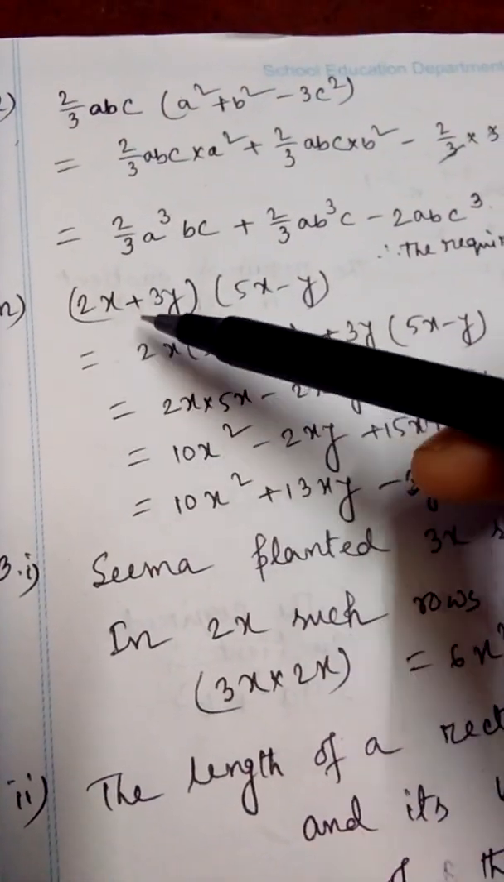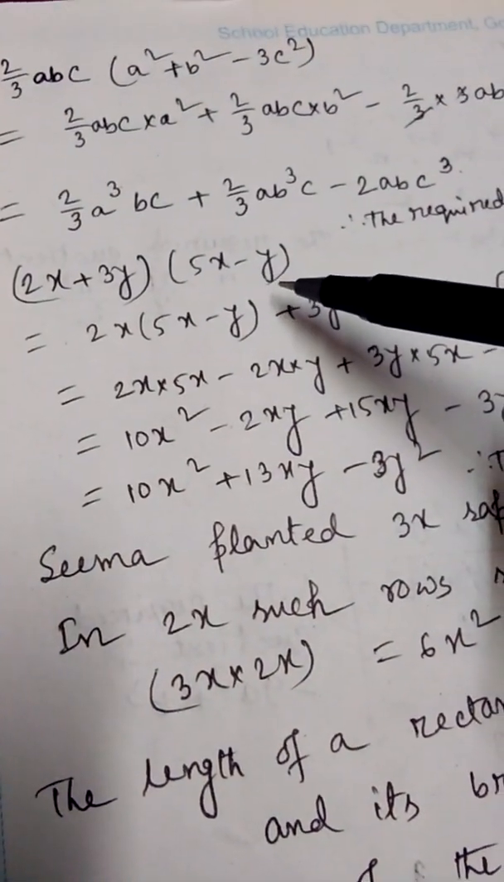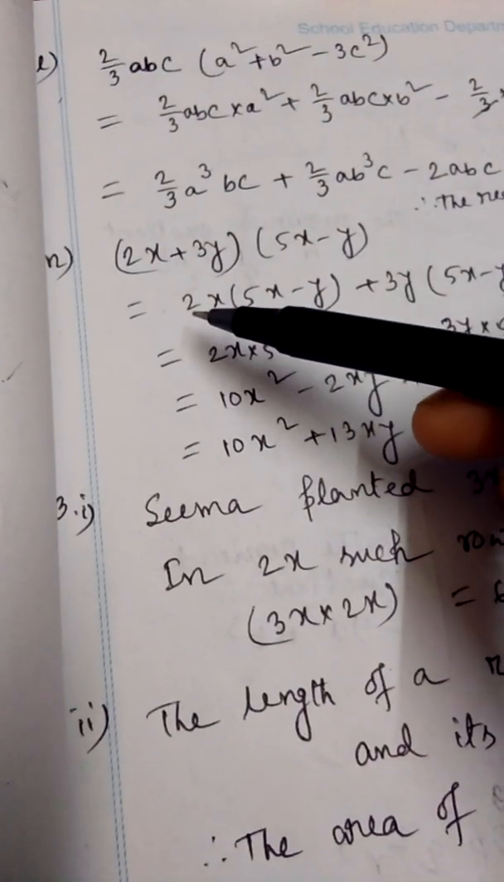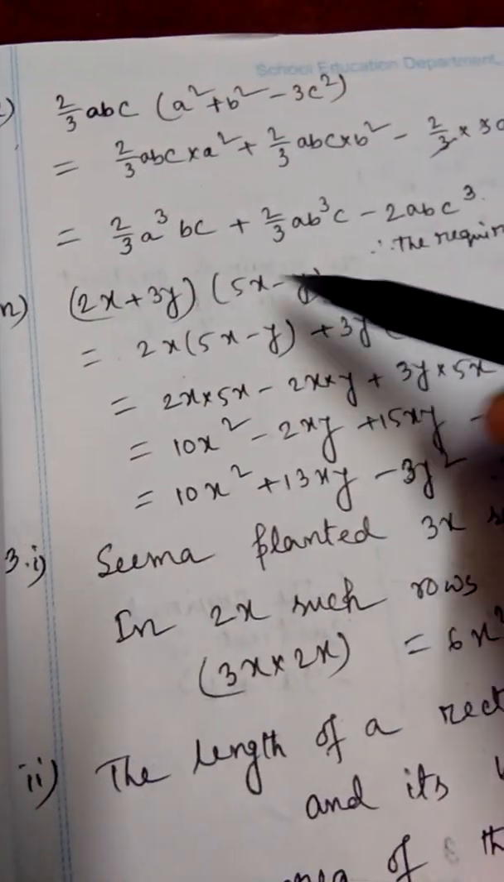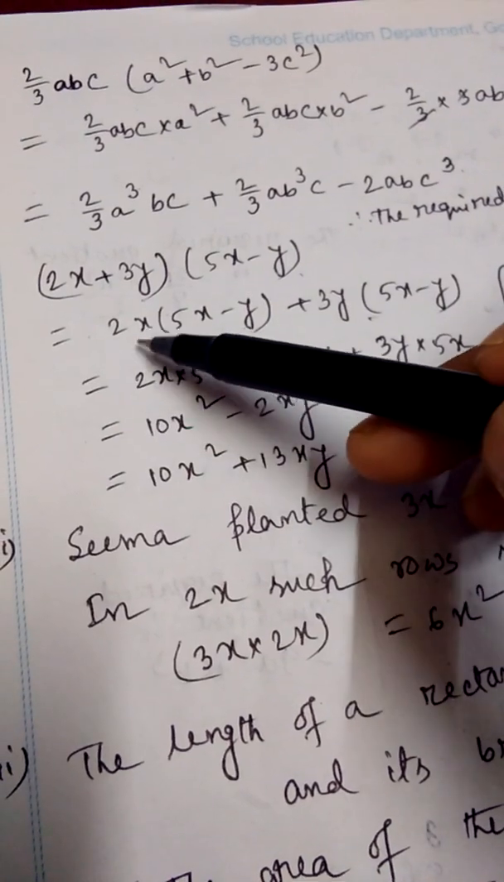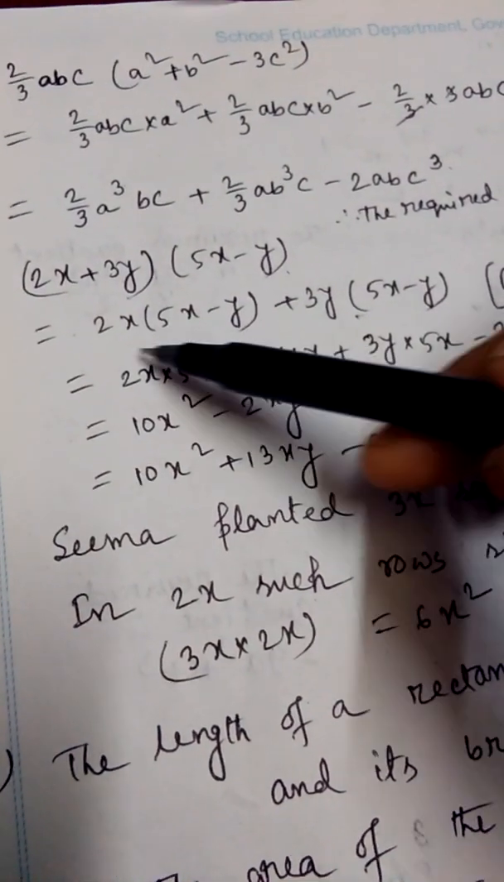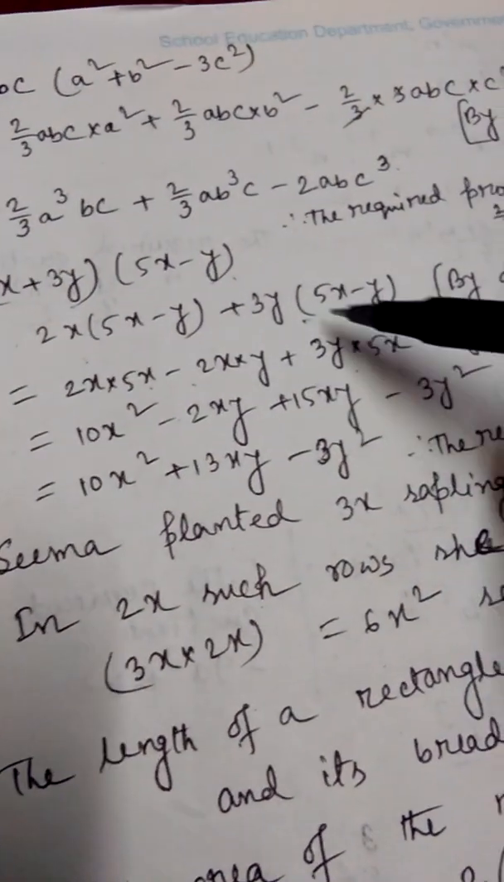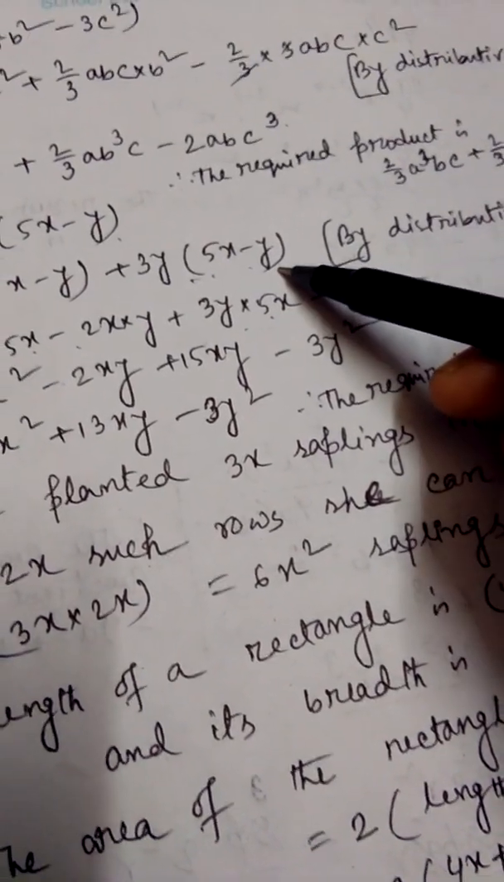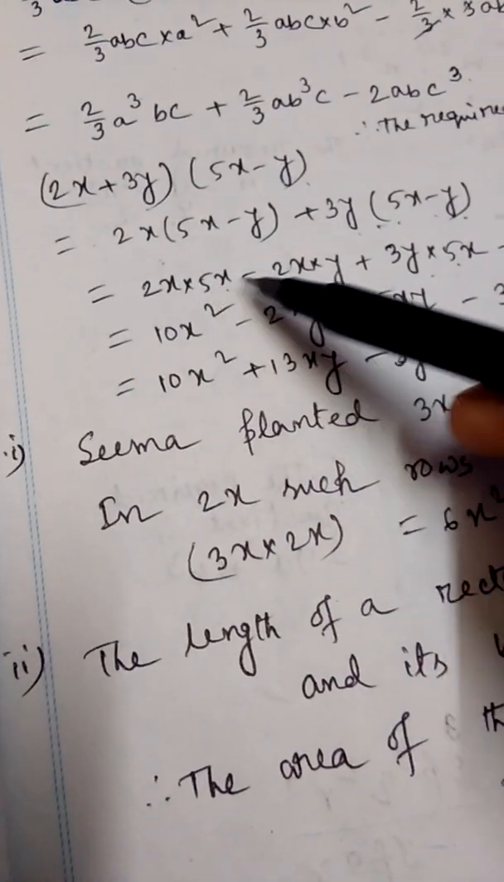The problem: (2x + 3y)(5x − y). Using the distributive property, we can write 2x into (5x − y) plus 3y into (5x − y), that is equal to 2x into 5x minus 2x into y plus 3y into 5x minus 3y into y, 3y into y, that is equal to 10x square.